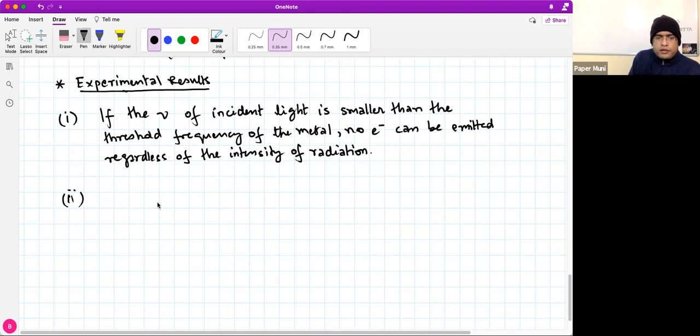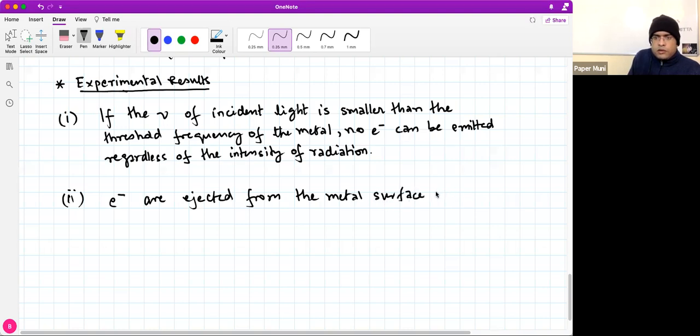Say we have the surface here. Drawing is also cumbersome. Now there's another observation. Electrons are ejected from the metal surface almost instantaneously. The order is within 1 nanosecond. So this is the order of the time duration or interval.